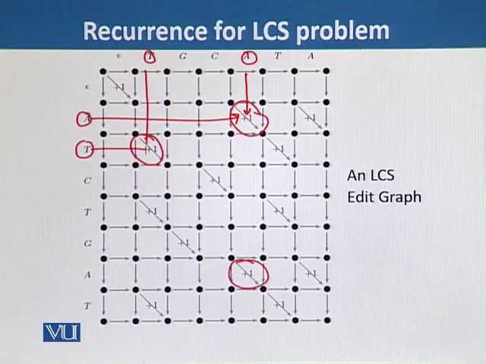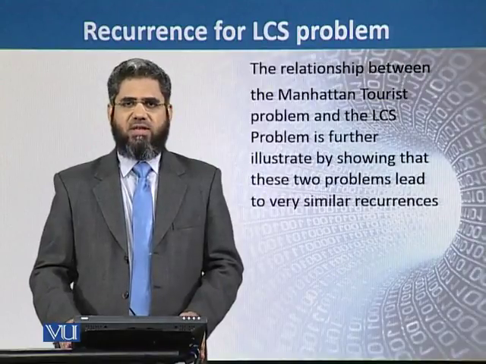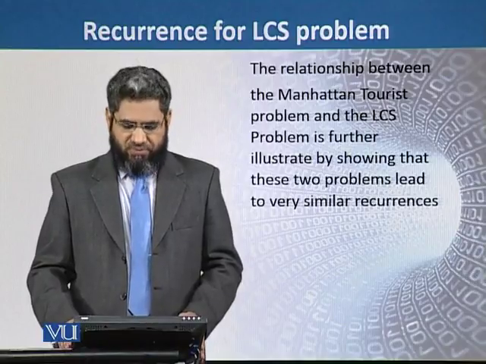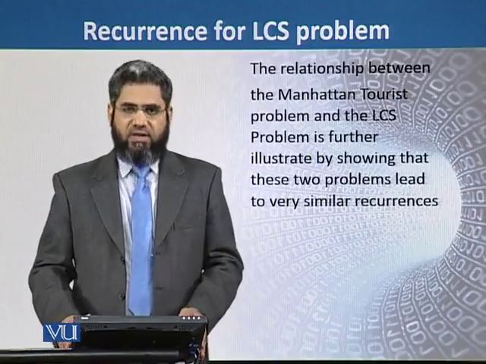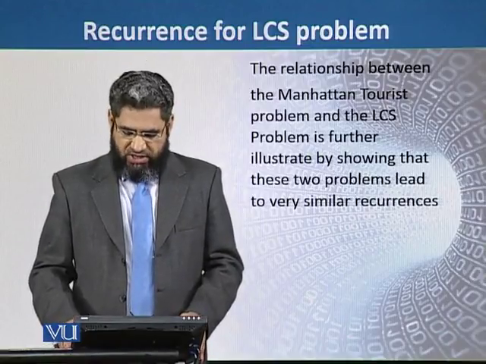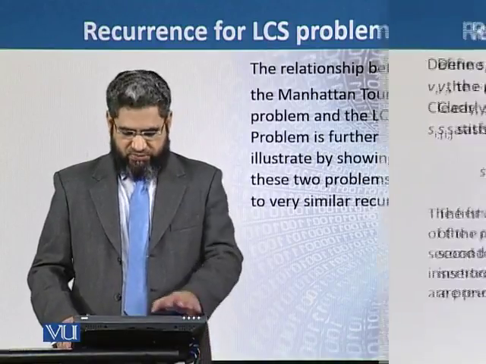So at random we can consider all of these, and we will only retain these diagonals. After retaining these diagonals, we will come up with a sequence that is a subsequence present in both of the strings, V and W. The relation between the Manhattan tourist problem and the longest common subsequence is further illustrated by showing that these two problems lead to a very similar recurrence.